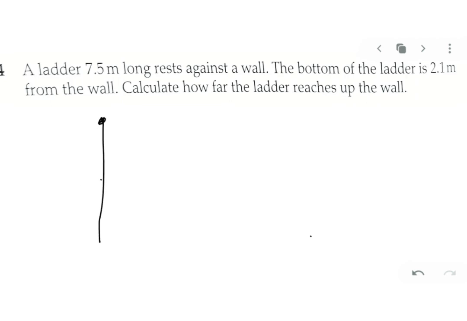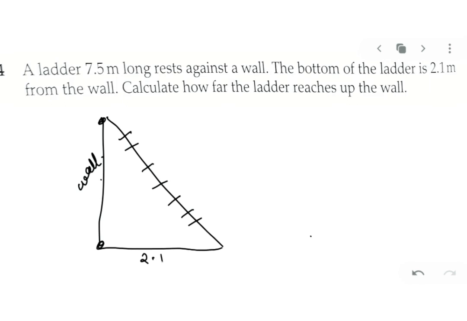Let's do next: a ladder 7.5 meter long rests against a wall. So I have made this as a wall and there's a ladder here. The bottom of the ladder is 2.1 meter away from the wall. So can we say this is 2.1 because this is the bottom of the ladder and it is away from the bottom of the wall with a distance of 2.1 meter. The ladder itself is 7.5 meter. We have to find how far the ladder reaches on the wall. That means you have to find the distance of this point, AB.